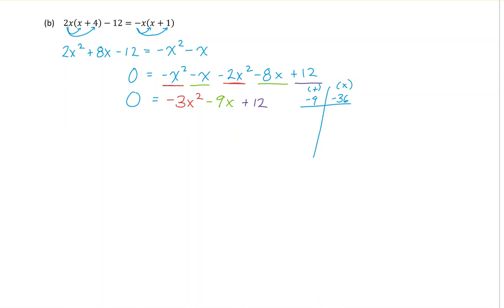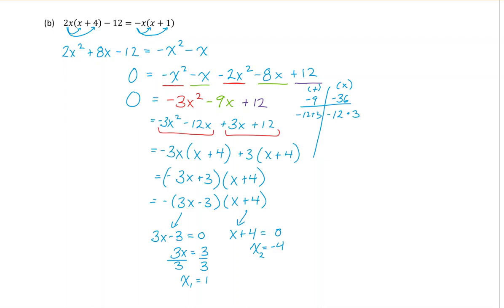Go ahead and see if you can take a few minutes, come up with those factors, and try to identify what the solutions are at the end of this problem after you've factored it. If you factor that problem and use those factors of negative 12 and 3, your solutions when you finish this problem are x1 is equal to 1, and x2 is equal to negative 4.